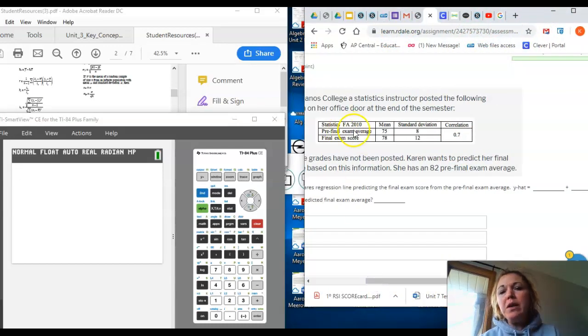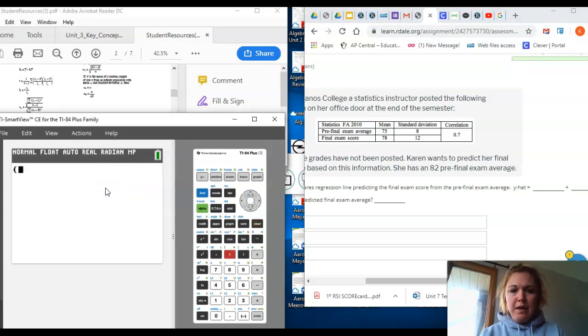Okay, so we know we're using the exam average to predict the final exam score. So that's my x and my y. We always use x to predict y. So I take that standard deviation of y, so 12 divided by 8.